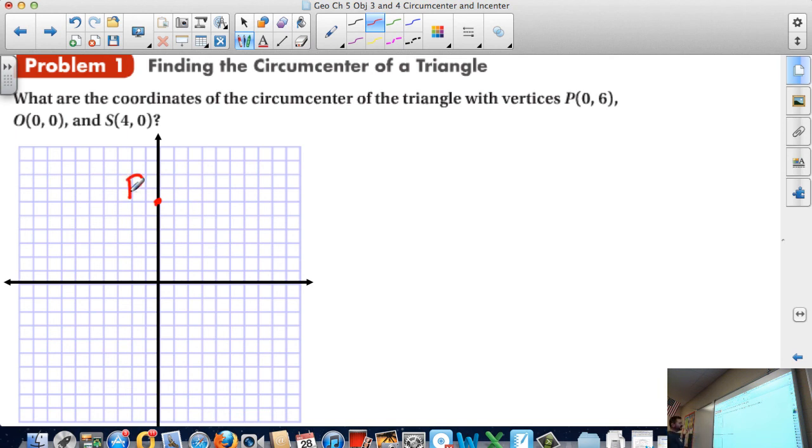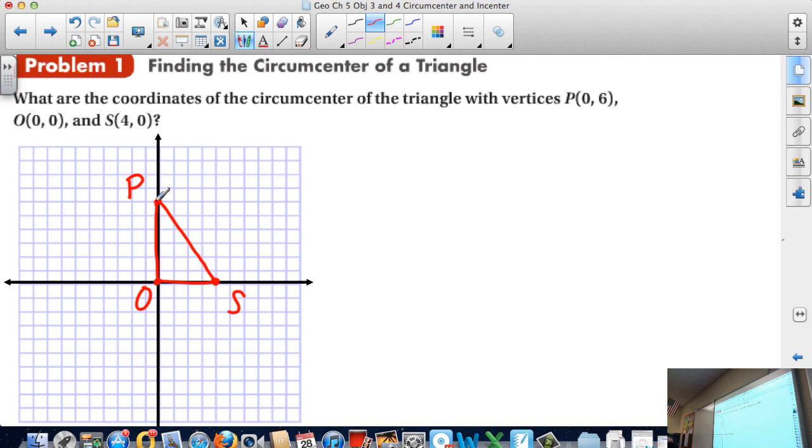Point O is at the origin, (0, 0). Easy one to plot. And then point S is located at (4, 0). So we'll go out here to (4, 0), and we'll have S. So we've got this triangle here, and we want to locate its circumcenter. All right, so the first thing we should start to think about is where that circumcenter is going to be located. Inside, outside, or somewhere on the triangle?